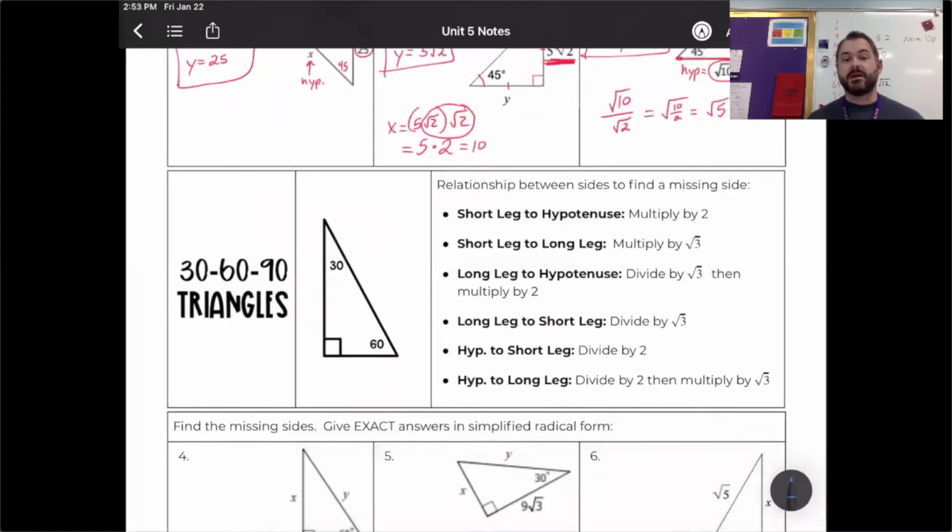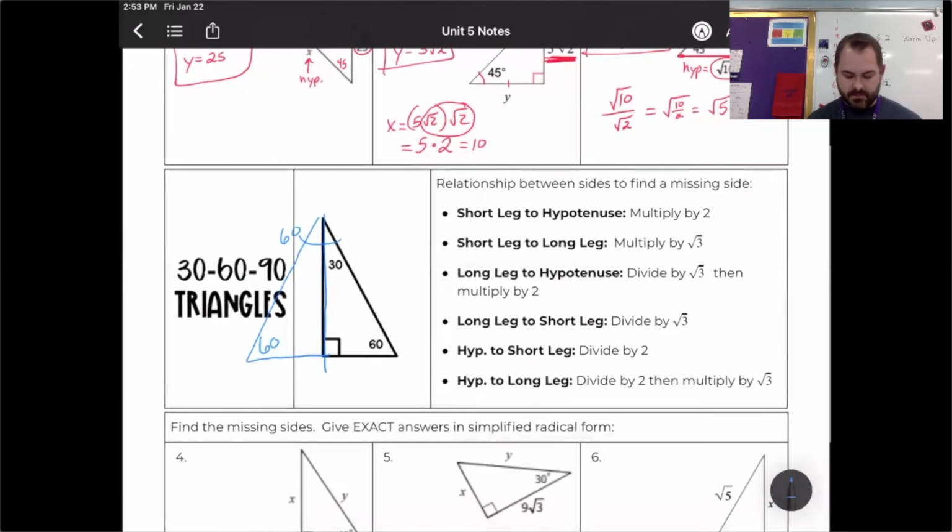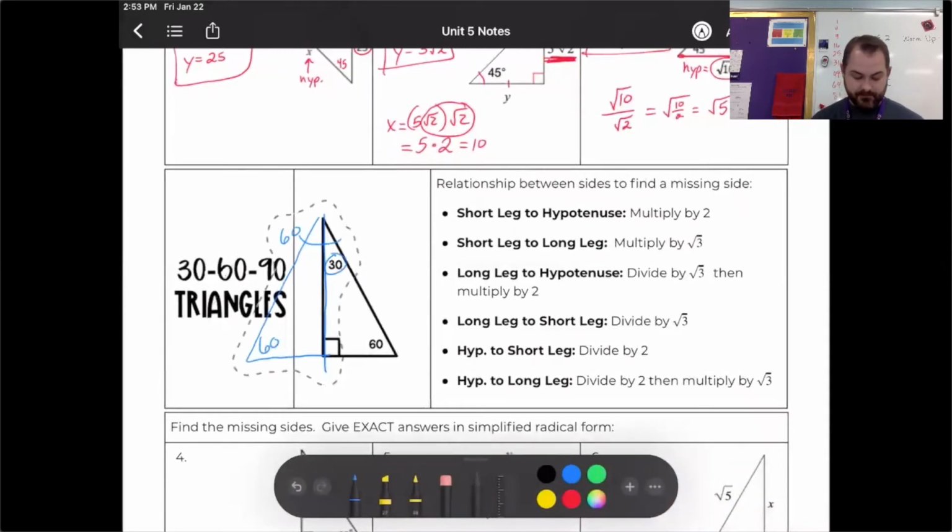Again, I'm going to show you where this comes from. All right, it actually comes from an equilateral triangle. If I split an equilateral triangle in half, remember equilateral, all the angles are 60 degrees. If I split that 60 in half at the top, I get 30 degrees. Okay, which is why I have this 30, 60, 90 triangle.